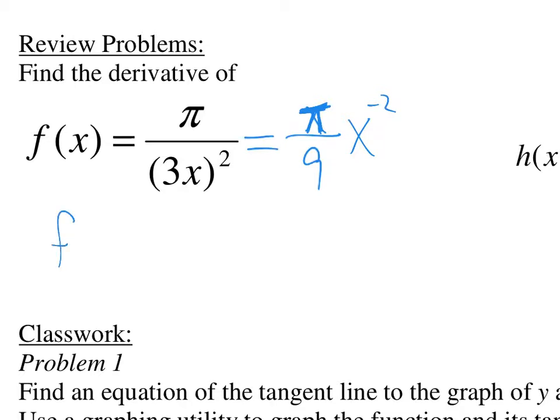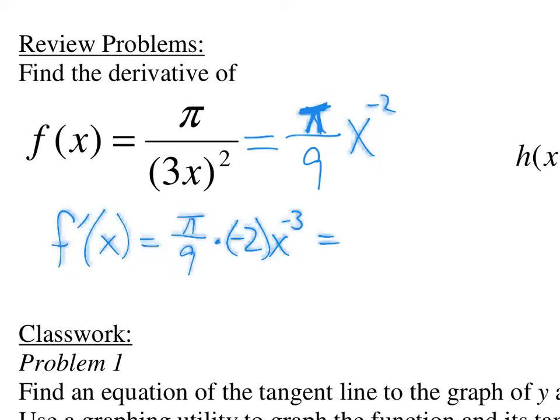Then I put in the derivative form is equal to pi over 9 times negative 2 times x to the power of negative 3. Okay, good. And what'll that simplify down to? Negative 2 pi over 9 x to the power of negative 3, or cube. There we go. Negative 2 pi over 9x cubed. Okay. Any questions about that one?